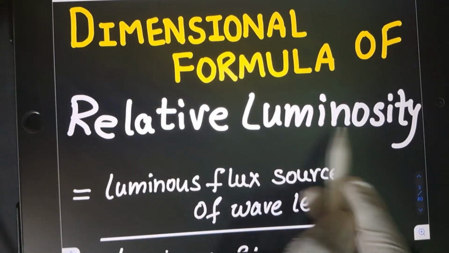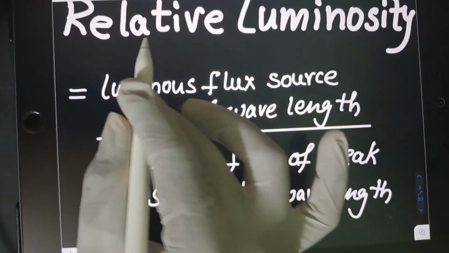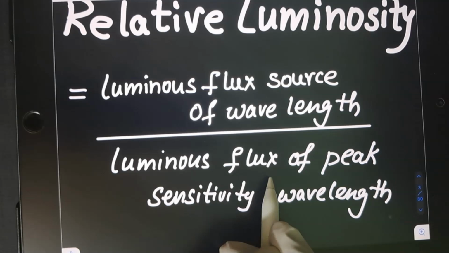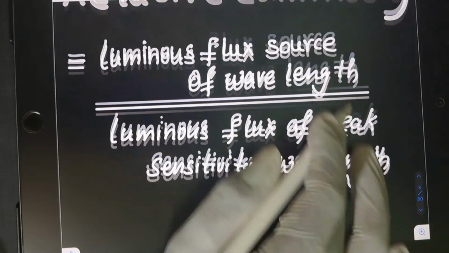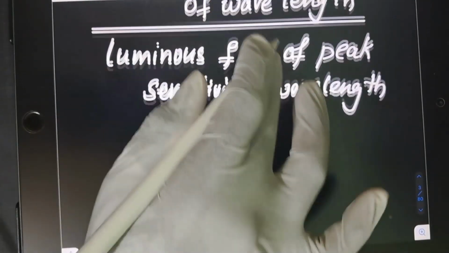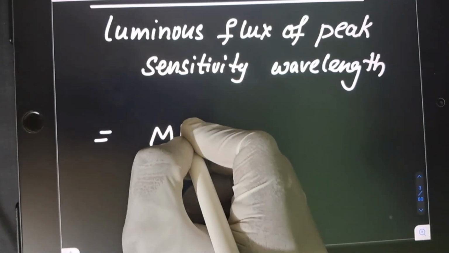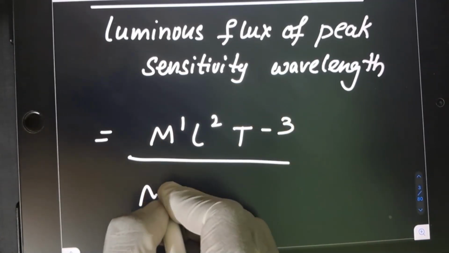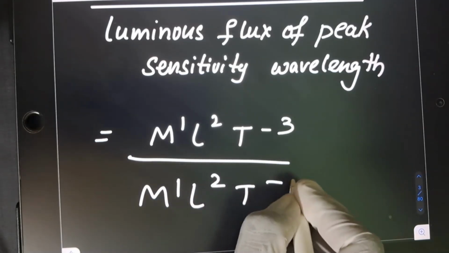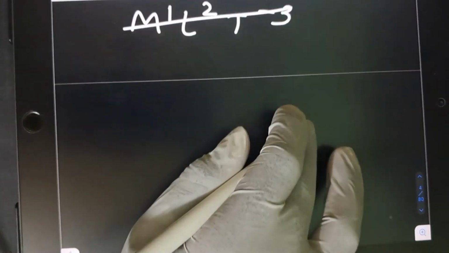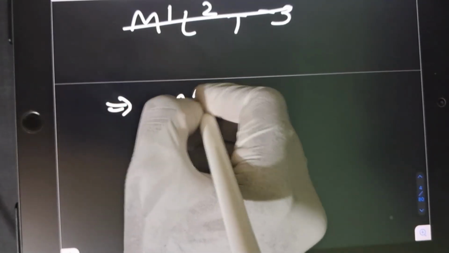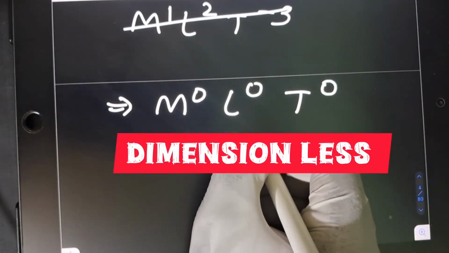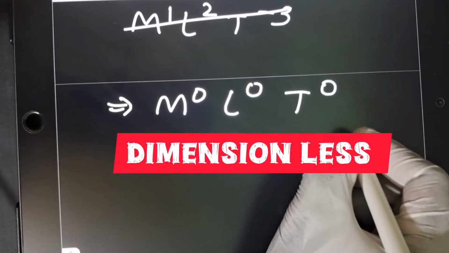To find the dimensional formula of relative luminosity, the formula is luminous flux of source of wavelength by luminous flux of peak sensitive wavelength. It is the same dimensional formula. Luminous flux M^1 L^2 T^-3 by luminous flux of peak sensitive wavelength, same M^1 L^2 T^-3. On cancellation, we get M^0 L^0 T^0. It is dimensionless. No dimensions.